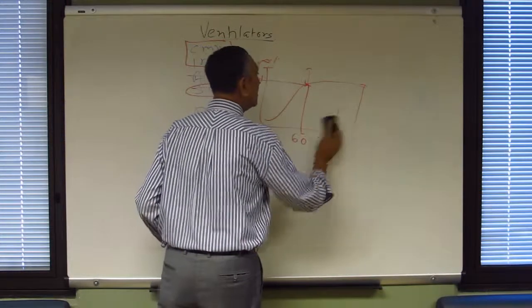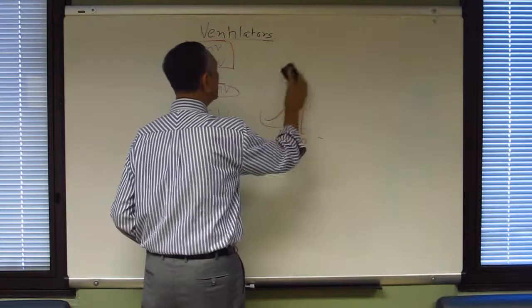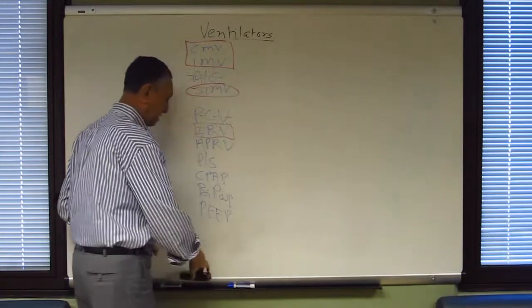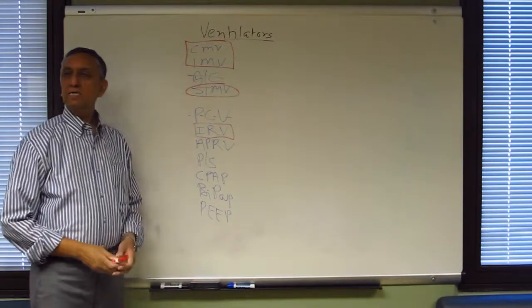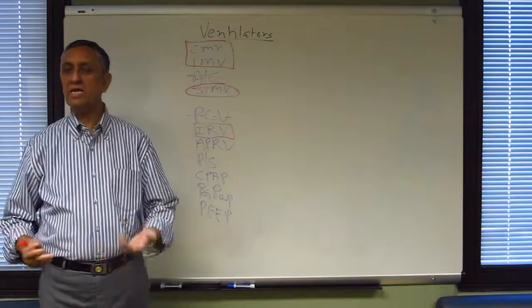So you have not been able to oxygenate, that's why you have inversed the IE ratio. Now what happens? How do you deal with the CO2 that's climbing up?